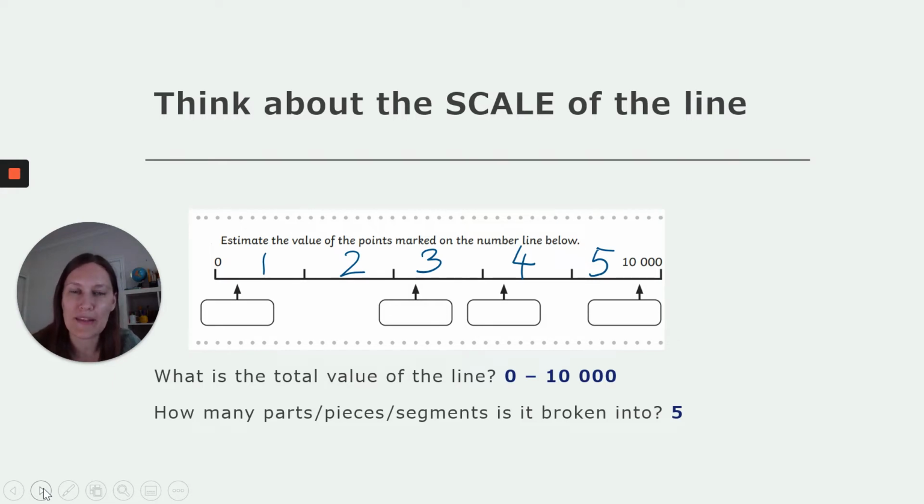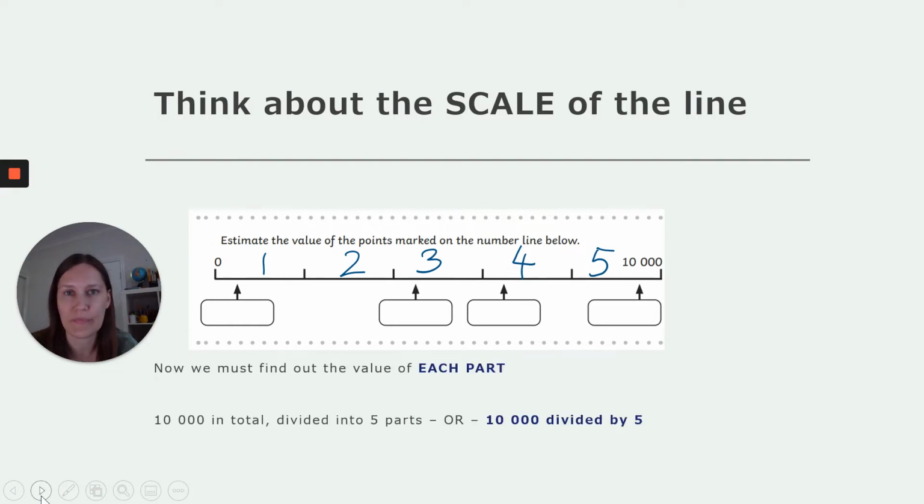And then how many parts or pieces or segments is that line broken into? You can see the numbers that I've put here and I've counted each one. There are 5 segments. Okay, so that means we then have to find the value of each of those parts. To do that, we're going to look at the 10,000 that we have in total. We're going to divide it into 5 parts. Or in other words, we're going to do 10,000 divided by 5. And that will tell us what that first marker there represents from 0 to what number. Okay, each part is going to represent the same because they're equally spaced. And we're going to work out what each of those parts will be.